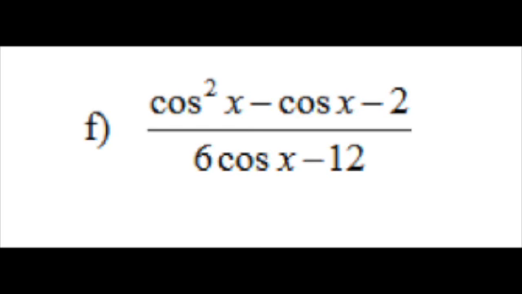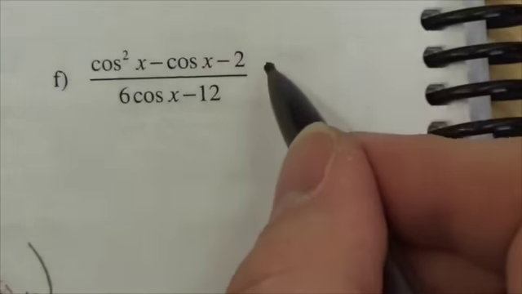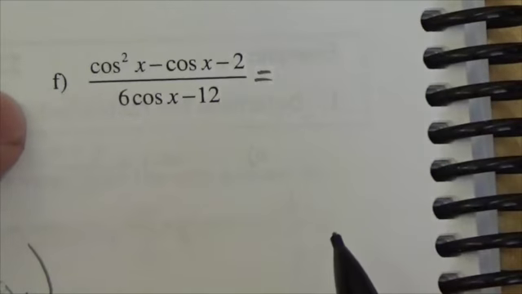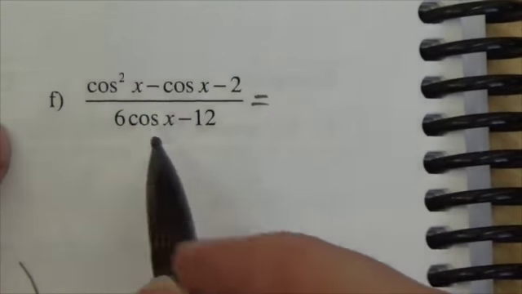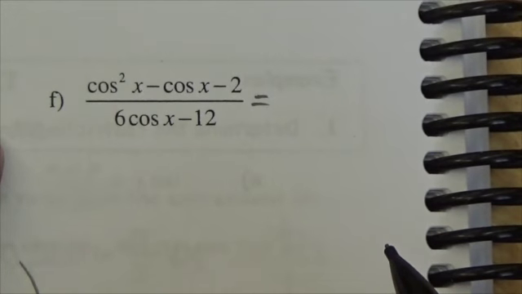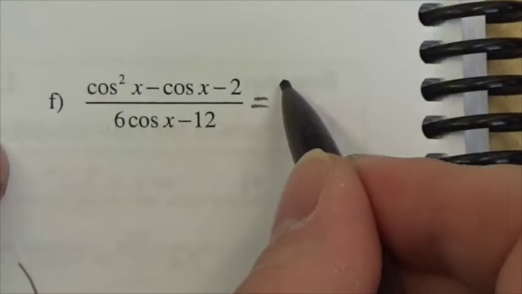The cosine squared of x minus the cosine of x minus 2, all divided by 6 times the cosine of x minus 12. Okay, now this right here, notice everything's in terms of cosine already. But look at the way it's written here. I mean, just think about it. Look at it. Do you see the quadratic there? Doesn't that feel like you should factor that? Feels like that to me.